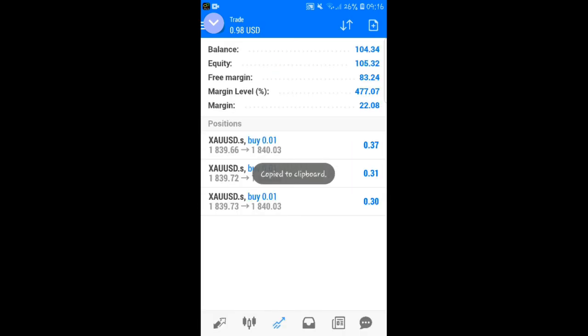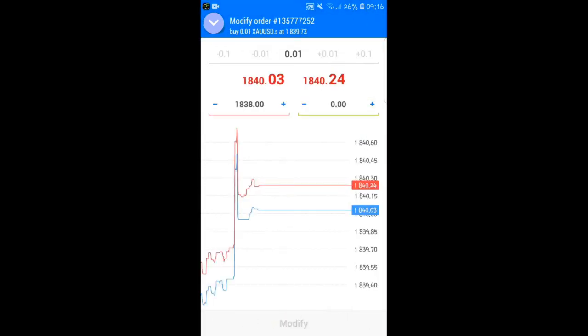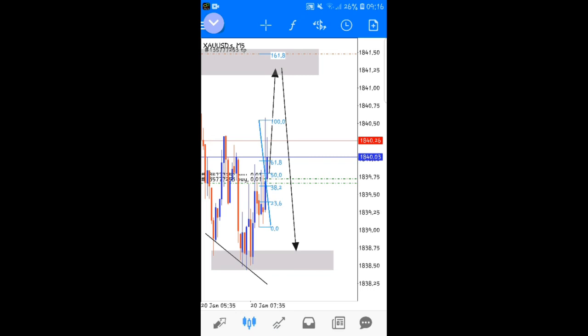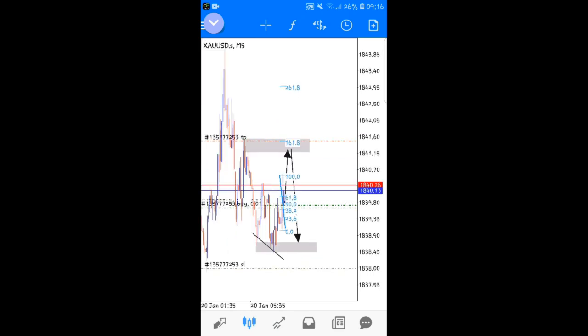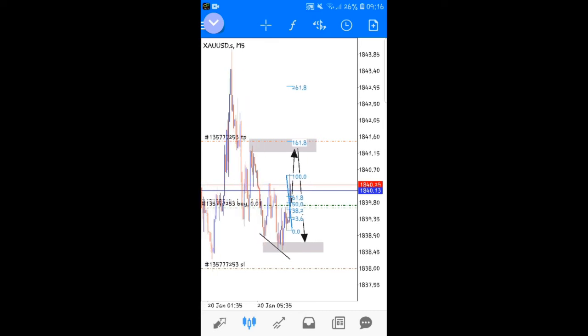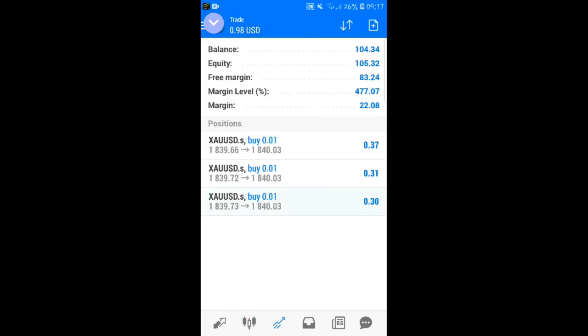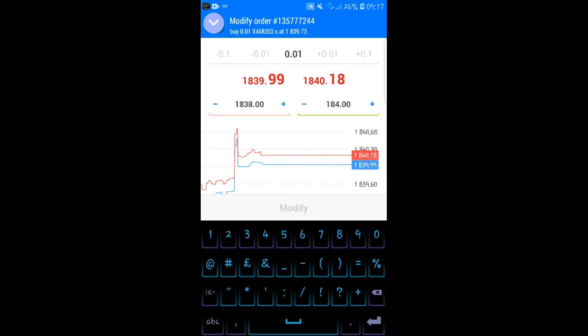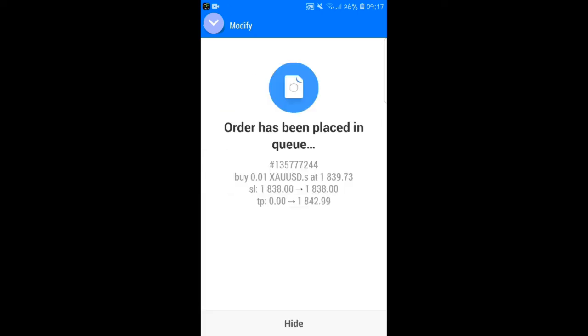So that level and this level here, you can take profits there in those 2 levels. Then you can hold further if you have the strength. You can hold further to this level over here, 1842, maybe 1842.99 thereabout. So our last one, you can put it at 1842.99, so you can hold it.